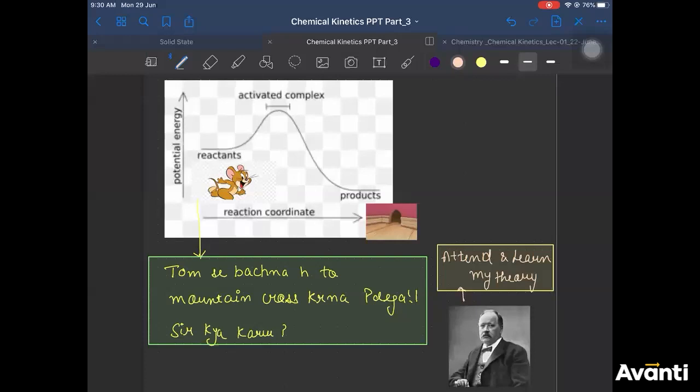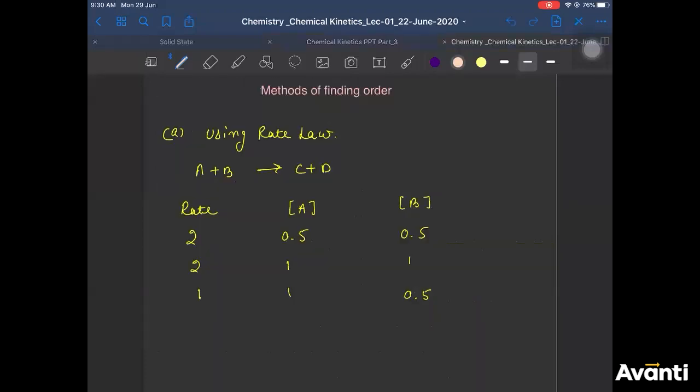Yes. So, what we had to discuss today is different methods of finding the order of the reaction, and then we'll proceed towards finding the effect of temperature on the rate of the reaction. Some of those methods of finding the order of the reaction we have already done. Let me take you to the two methods we are going to discuss to find the order.